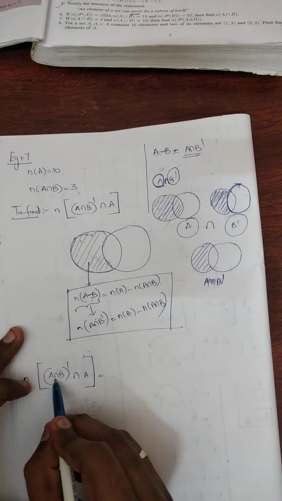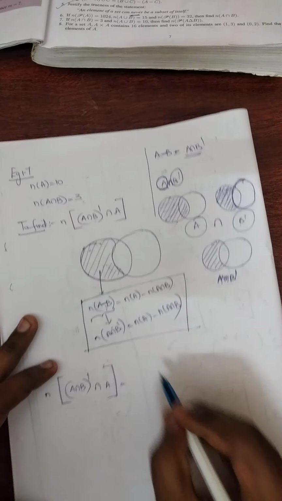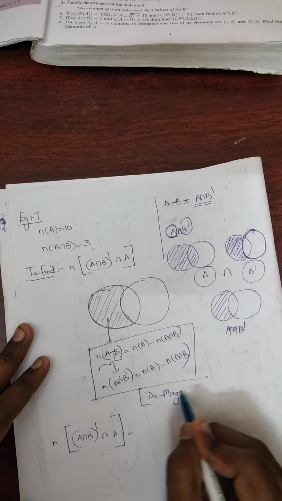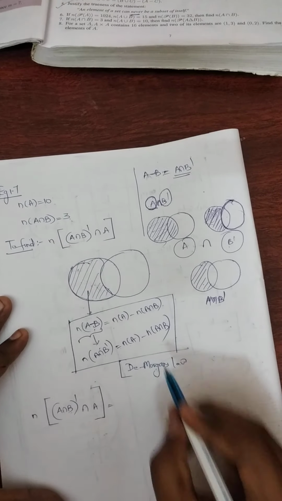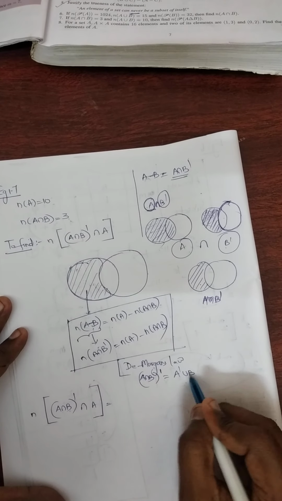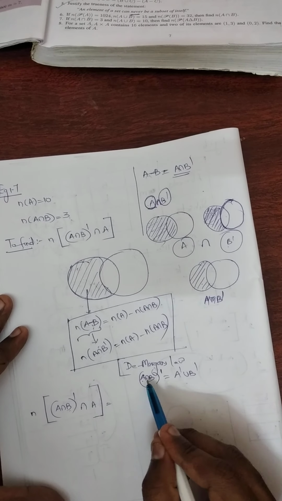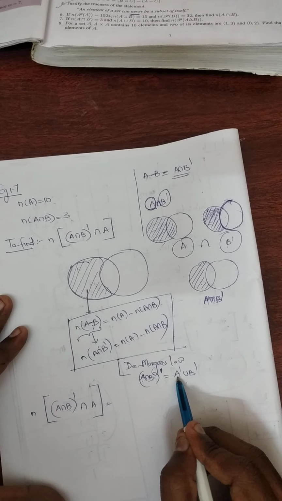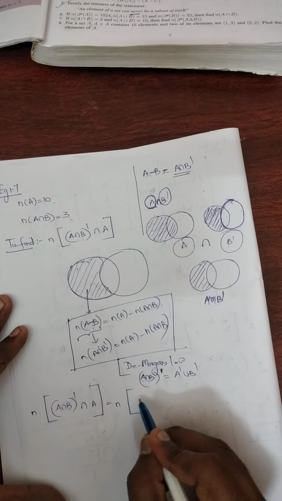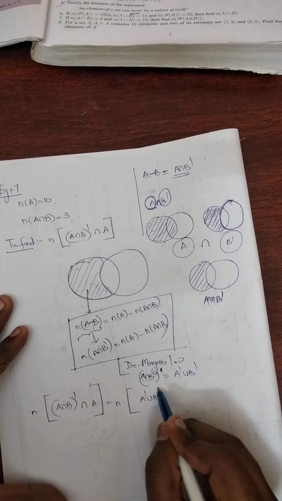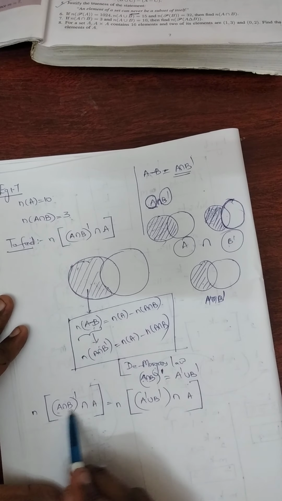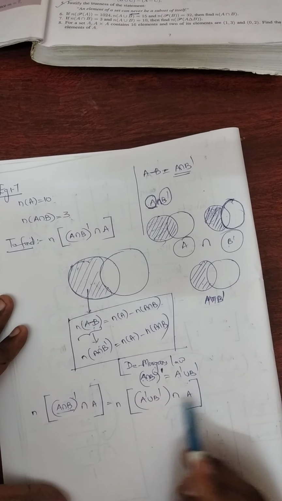See students, what is (A intersection B)'? You are studying De Morgan's law of complementation. A intersection B, the whole dash, is equal to A dash union B dash. This is De Morgan's law. So (A intersection B)' intersection A, I can write as (A dash union B dash) intersection A.